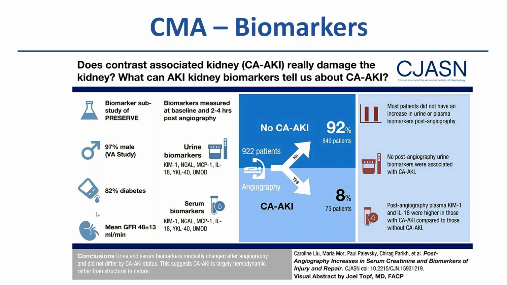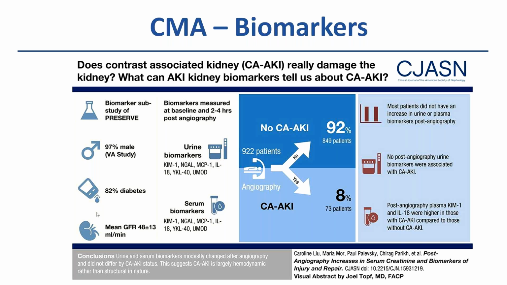But they also looked at classic urine biomarkers, NGAL, KIM-1, etc., and also the serum biomarkers. In this study, they showed that 8% of patients had contrast media-associated acute kidney injury after their procedure. But very interestingly, when they looked at the urinary biomarkers, there was no difference in urinary renal biomarkers between the two groups. The only difference they did find was in the serum, with KIM-1 and IL-18.